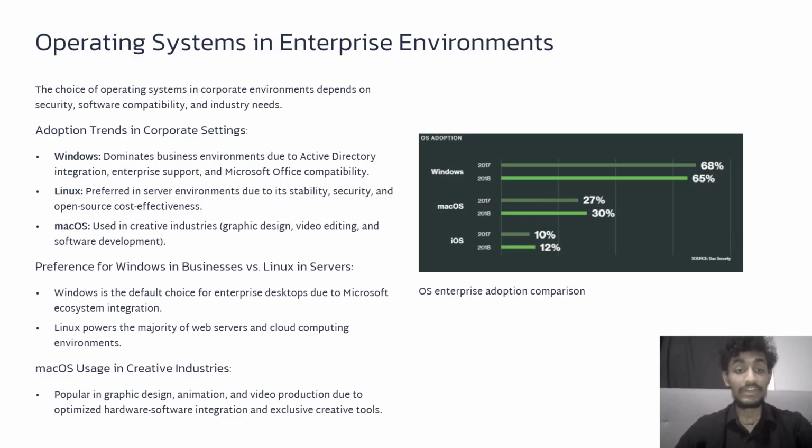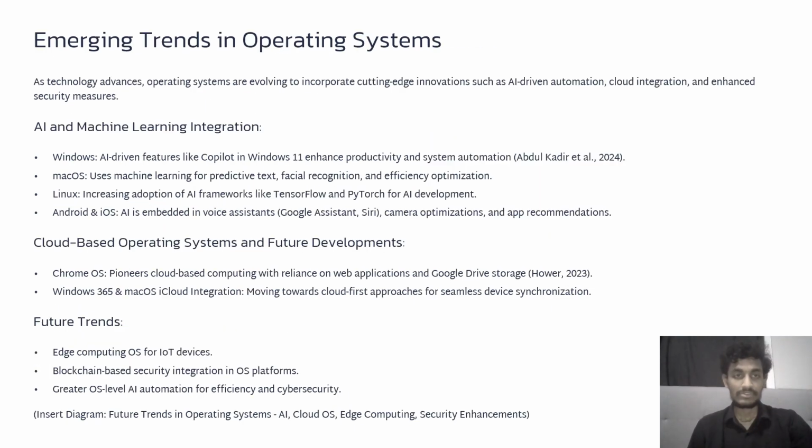Preference for Windows in businesses versus Linux in servers. Windows is the default choice for enterprise desktops due to Microsoft ecosystem integration. Linux powers the majority of web servers and cloud computing environments. macOS usage is strong in creative industries. It is popular in graphic design, animation, and video production due to optimized hardware and software integration and exclusive creative tools.